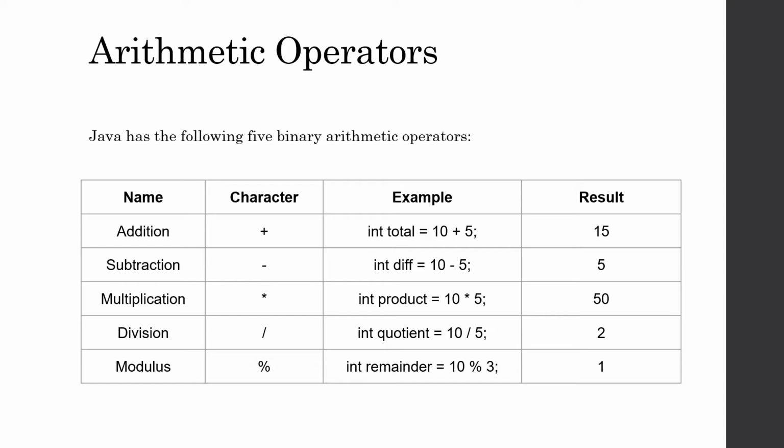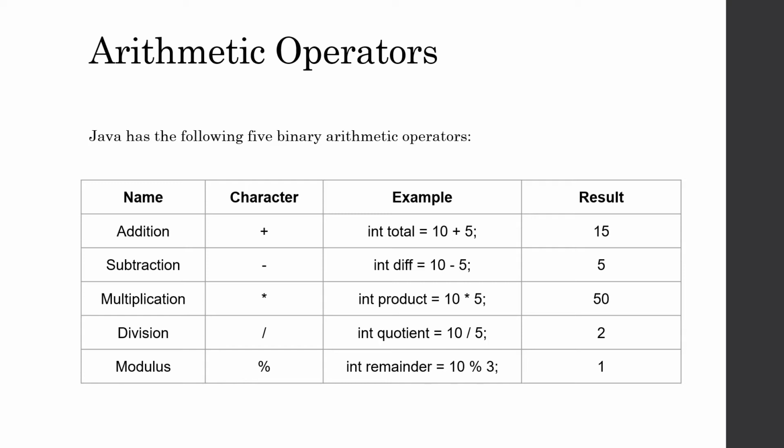And of course, if you do this with numbers that divide evenly into each other, so say if we did, instead of 10 mod 3, we did 10 mod 5, so following the same examples as before. Since 5 can go into 10 evenly, so there's no remainder, your result there would be 0.